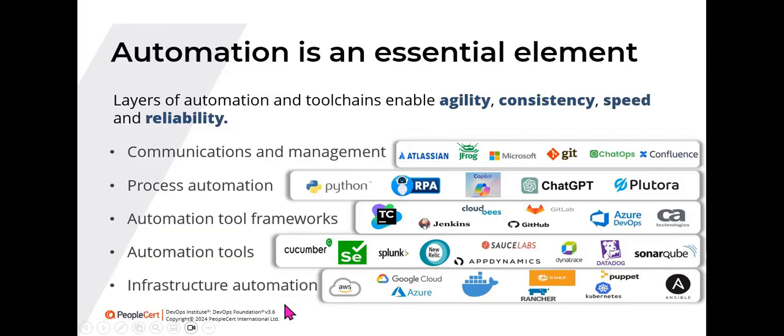And infrastructure automation, of course, the cloud service providers and their services. So Amazon, Google, Azure, and Docker for containers, Chef for configuration management of software, Rancher, Puppet, Kubernetes for cluster management and container management, Ansible for automation of, again, containers and other things.